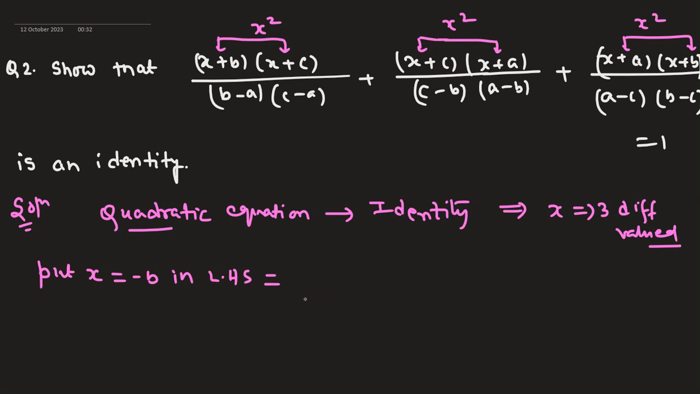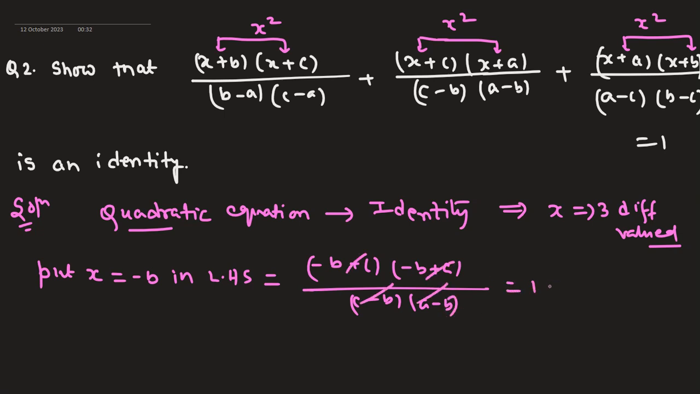minus b plus c. So the first part becomes minus b plus c, the next part becomes minus b plus a, and in the denominator you have c minus b and a minus b. So what you notice is that these cancel out, and as a result you are getting 1, which is nothing but RHS. Now put x equal to minus c in LHS.